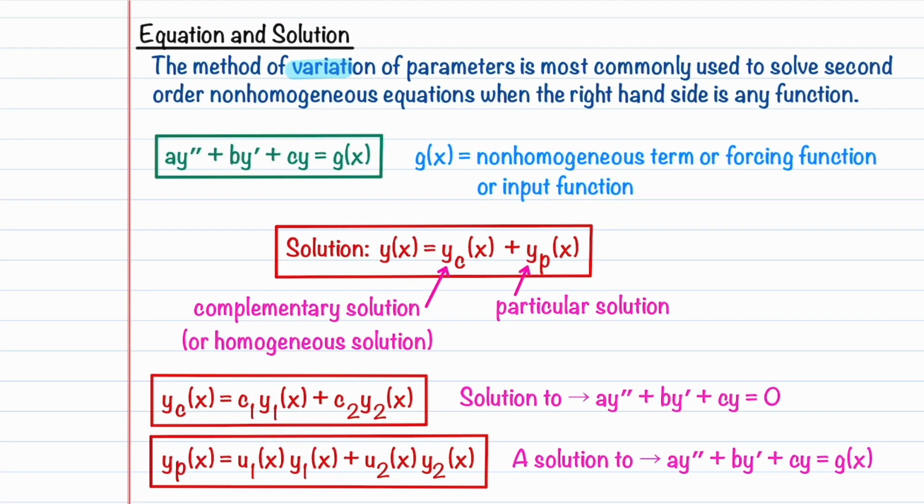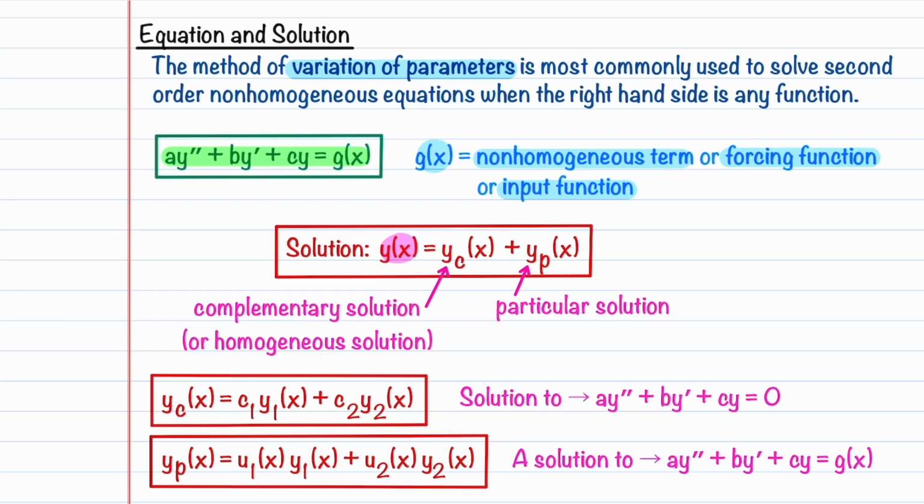The method of variation of parameters is most commonly used to solve second-order non-homogeneous equations that look like this: ay double prime plus by prime plus cy is equal to g of x. G of x is called the non-homogeneous term, or it can be called the forcing function or the input function, and it can be any function. It is not restricted to be a particular type of function like it is when you're using the method of undetermined coefficients. The solution to this equation is y of x, and it's written as 2 parts.